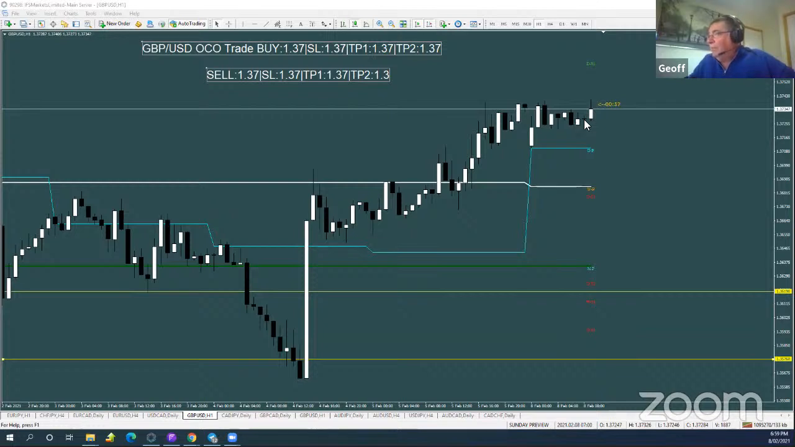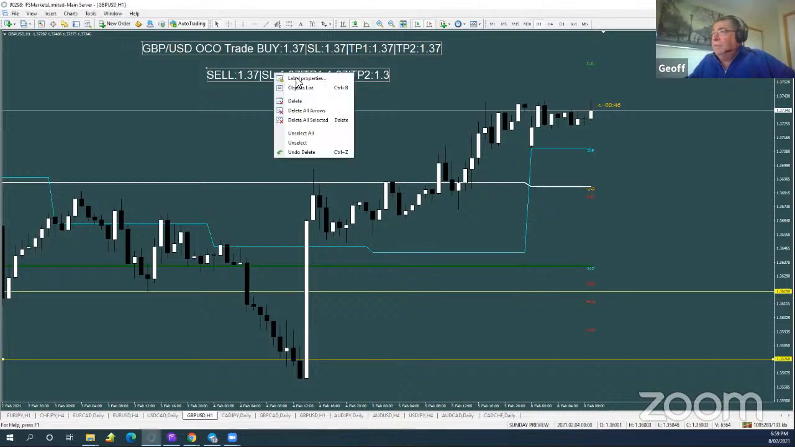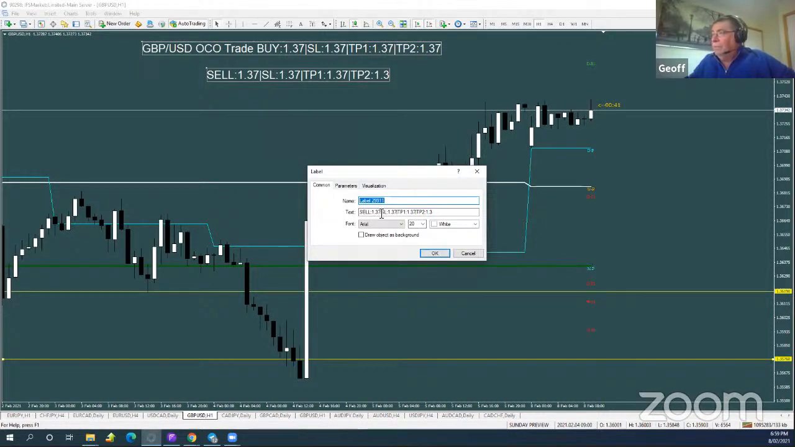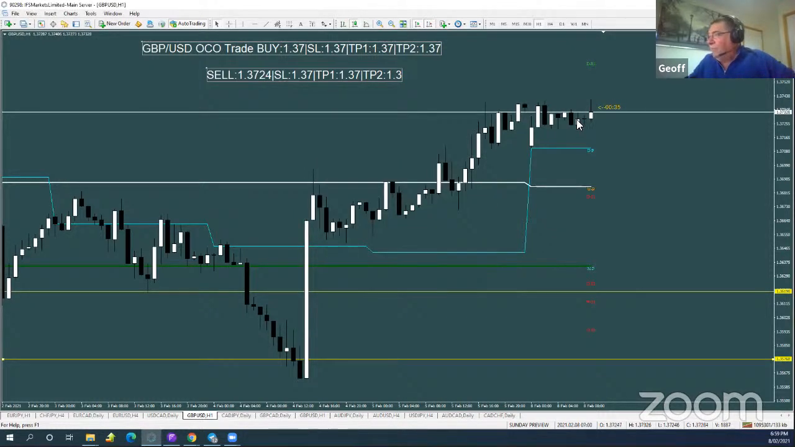1.37245 is the low of that bar. We'll round that down to a whole number, so we'll call it 1.3724. So that's going to be the entry for the short, 1.3724. And the stop loss will be just above that bar, sorry, that bar, because that's the trigger bar. 1.3731 will be the stop loss.